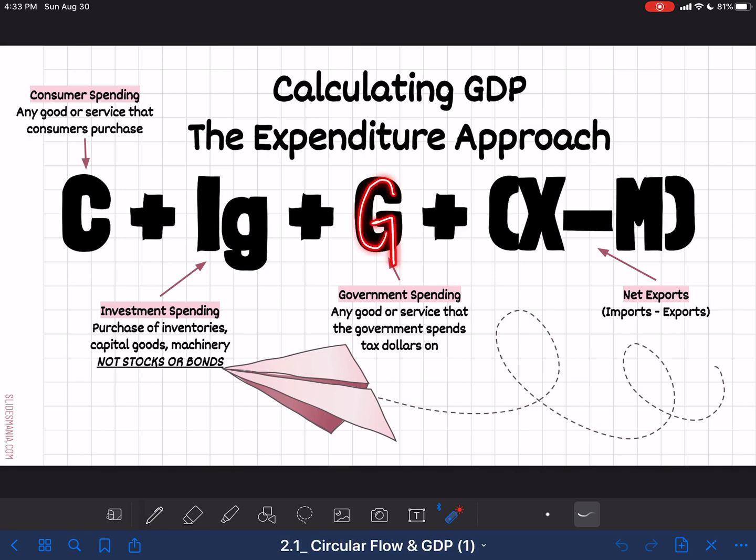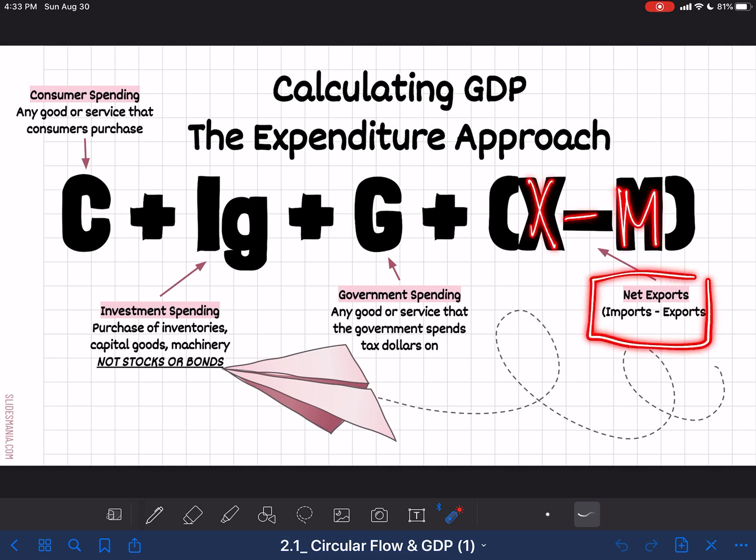The G stands for government spending, and that's anything the government spends our tax dollars on. And then the X minus M is net exports. And this is our exports minus our imports. So imports are foreign-made products, and our exports are domestically made products.